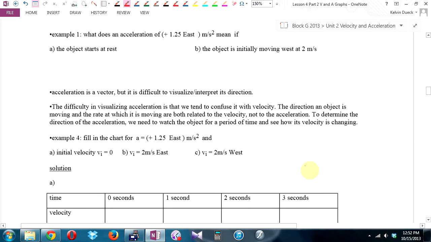Example 1. Suppose I'm accelerating at positive 1.25 meters per second squared to the east. There's my magnitude and direction. What does that mean if I start at rest? Or, what does that mean if I'm initially moving west at 2 meters per second?